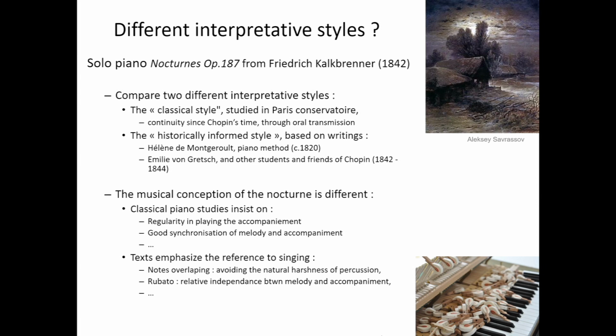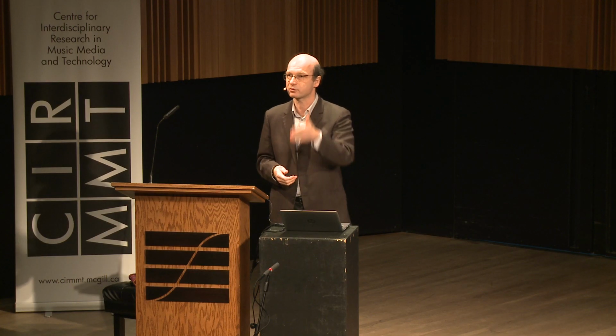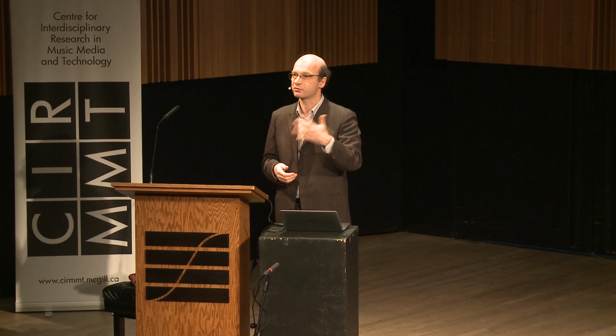And also the rubato is very important. Rubato being different from agogic. Agogic is the variation of the global tempo, and rubato is the desynchronization between the accompaniment and the melody. And the texts emphasized the fact that singers are not expected to sing on the beat. You play whenever you want, but in an expressive way.